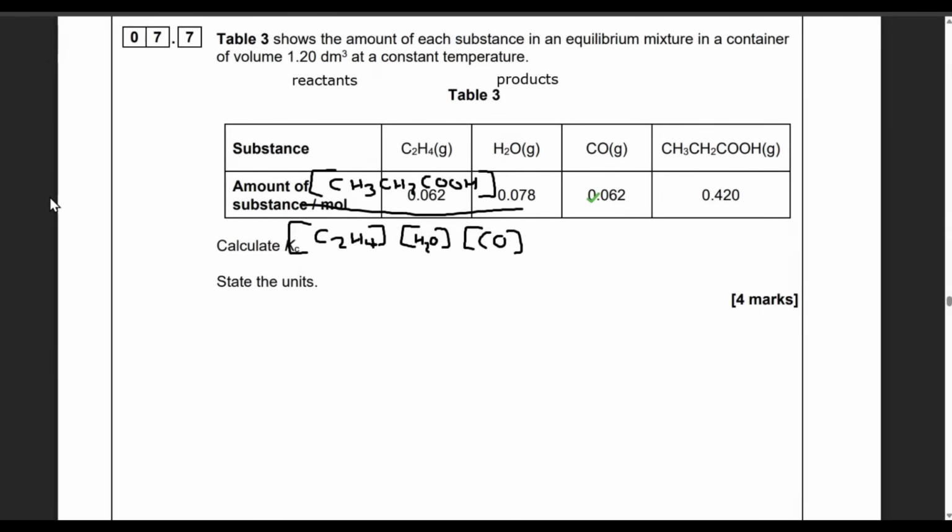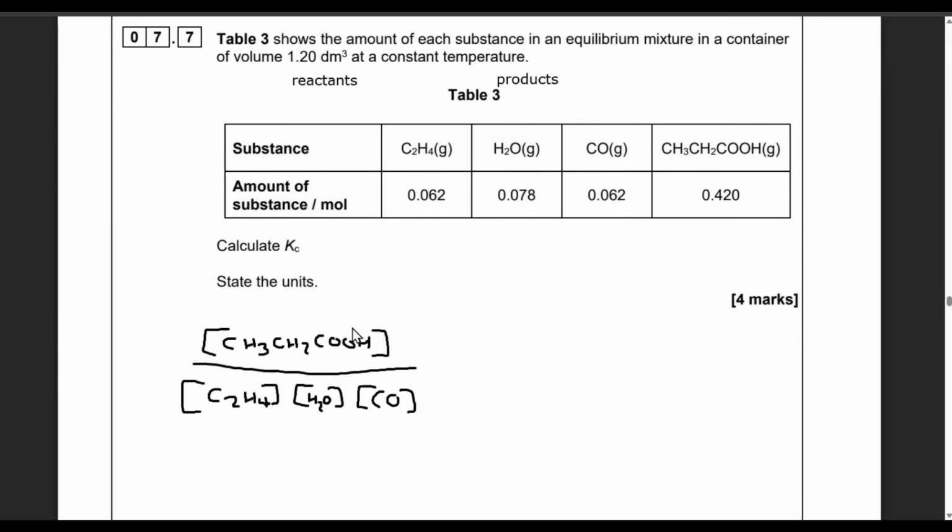Table 3 shows the amount of each substance in an equilibrium mixture in a container of volume 1.2 decimeters cubed at constant temperature. So I'm going to nick this. It says calculate Kc and state the unit. So I'm just going to use my equation that I had before, saving me having to write it out again, although you might need to. But you're not going to get an extra mark for that because that was already done. So all we want to do is substitute those numbers from that table in, and that's going to be your first out of 4 marks.